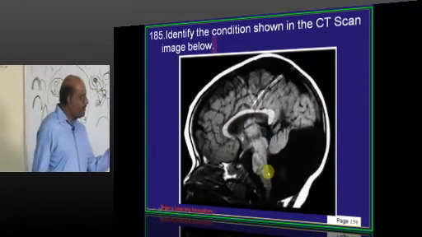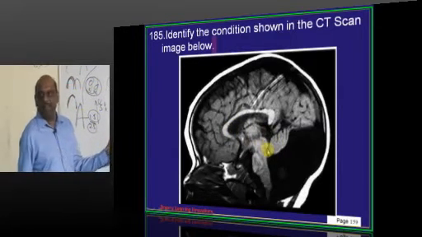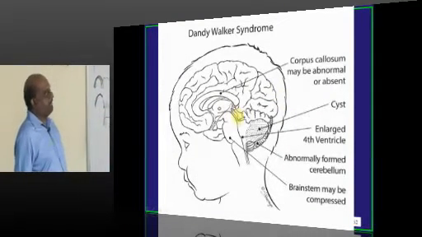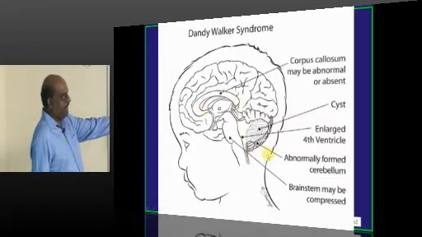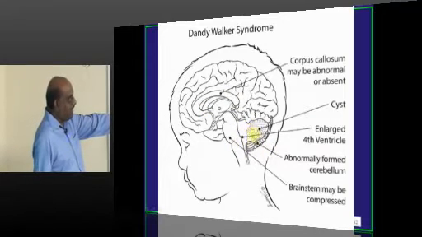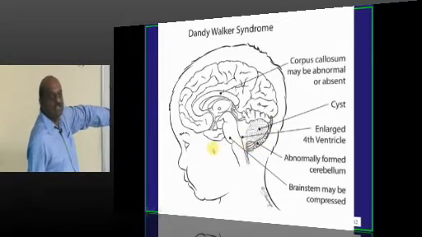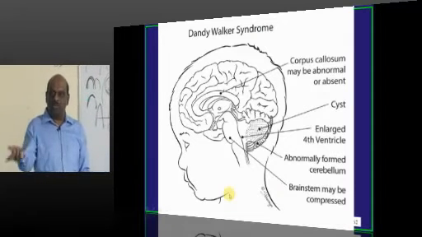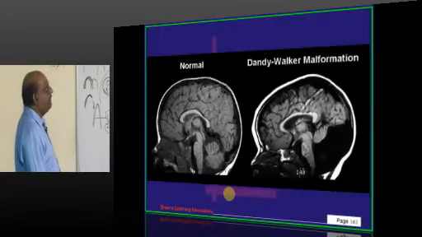Now, what is the one which is shown? The cerebellar vermis is completely elongated with a poor cerebellar development. It is Dandy-Walker malformation. The corpus callosum will be abnormal or absent. There will be a cyst and enlargement of the fourth ventricle, and abnormally formed cerebellum is very ill developed, and the brainstem is compressed. So this combination is called Dandy-Walker. Arnold-Chiari, Dandy-Walker. Favorite high yield topics. You have to be very sure.